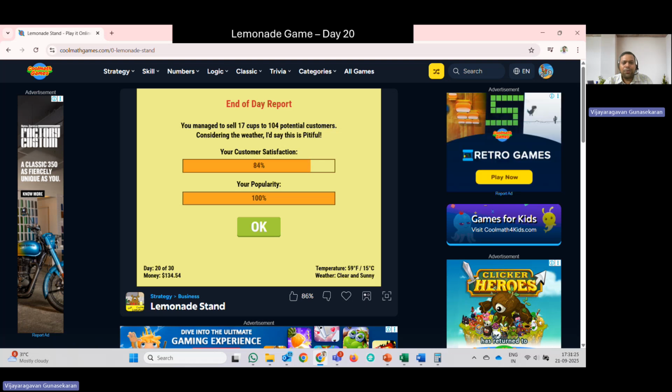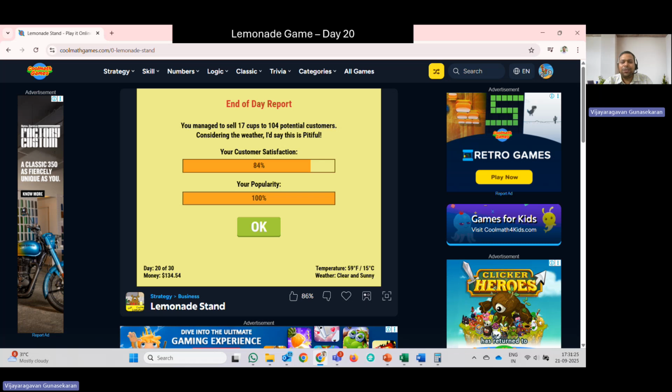So going back to day 20, it was a rainy day, which is 15 degrees centigrade. So I reduced the pricing to 29 cents, but still, in this specific location, I wanted to say to you, when I was executing the lemonade recipe, basically I included more ice. So I had forgotten to reduce it.